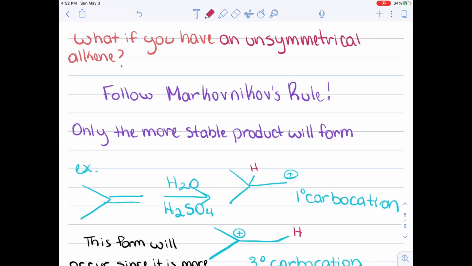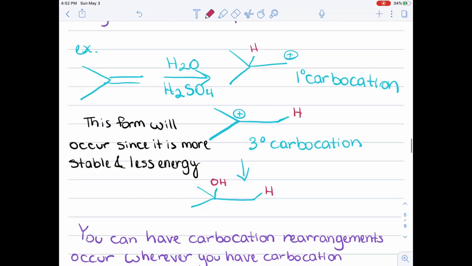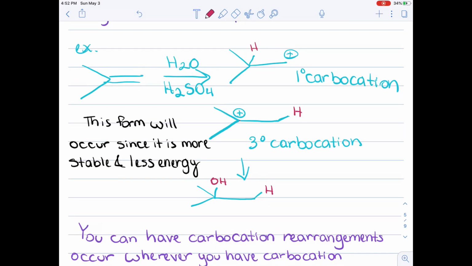What if you have an unsymmetrical alkene? Markovnikov's rule stands. Only the most stable product will form. So let's take a look at this example. This unsymmetrical alkene undergoes a reaction with water and sulfuric acid to form one of these two intermediates.